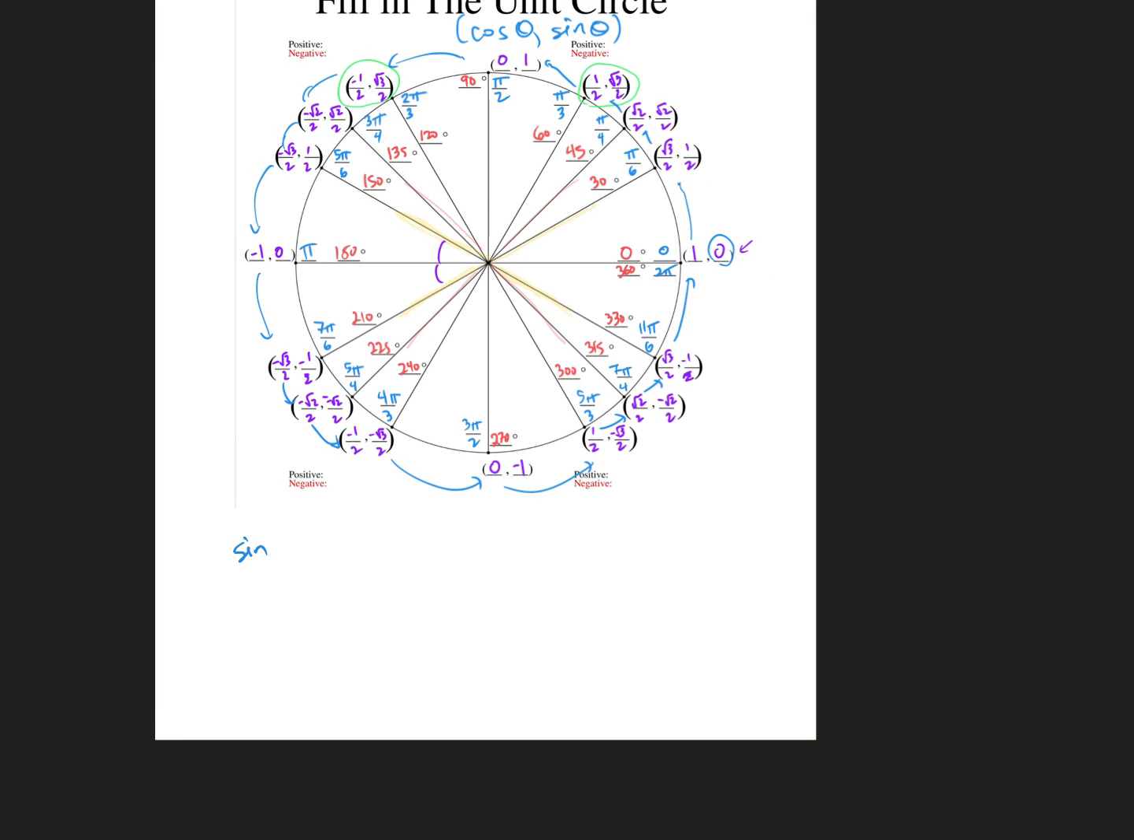So let's start by saying I wanted to find the sine of 240 degrees. So the first thing you need to understand is that I want a y value because on the unit circle, sine is the y value. By the way, cosine and sine, they go in alphabetical order. Cosine's the x, sine's the y. So I would want to find my angle of 240 degrees, which is right here, and I want the y value there, which is -root 3 over 2. And that is the sine of 240.